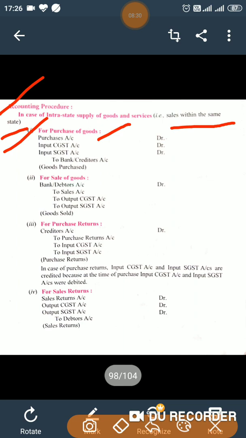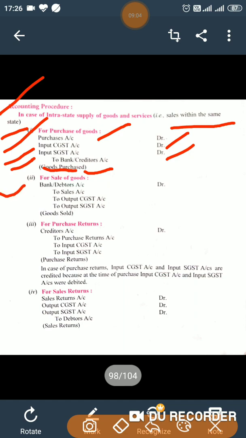intra-state or within the state, CGST and SGST will be charged. So you are making payment of input CGST and input SGST. That is an asset for the business, so it should be debited. And if you are making payment through check, then bank account will be credited. If that purchase is a credit purchase, then creditor account will be credited, right?